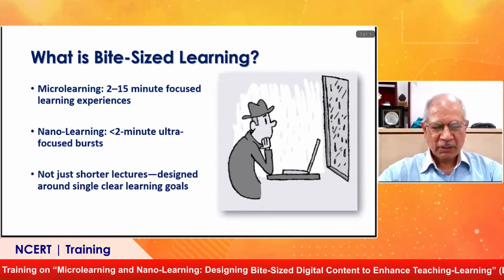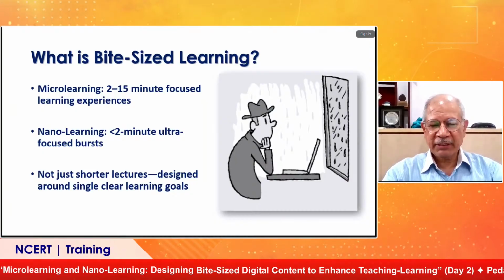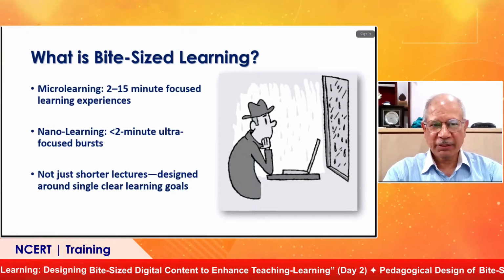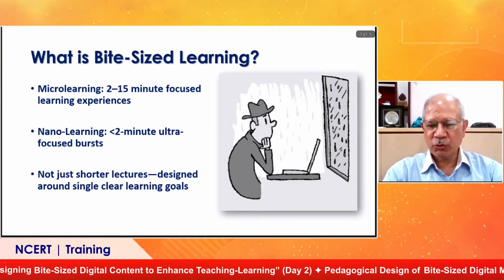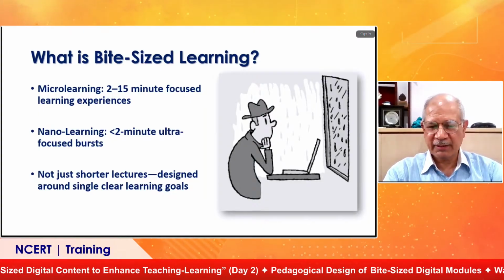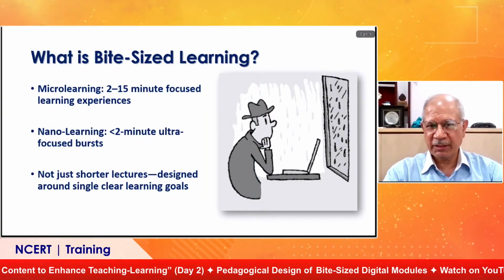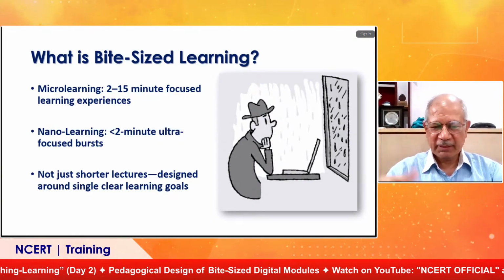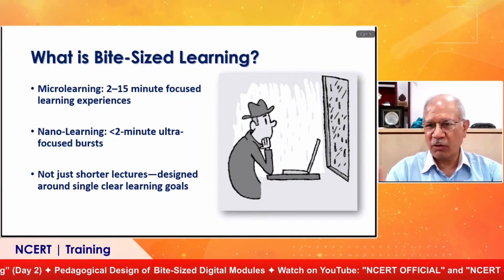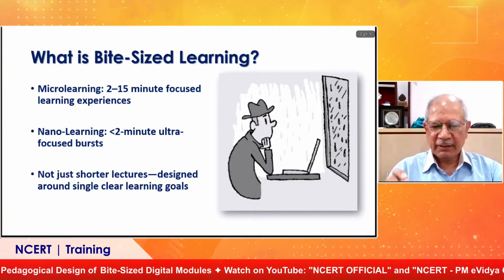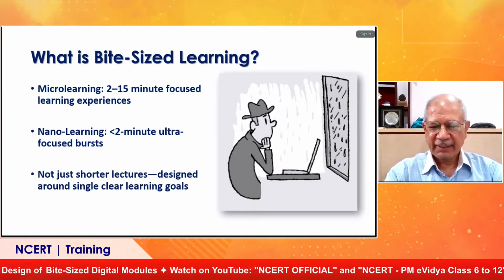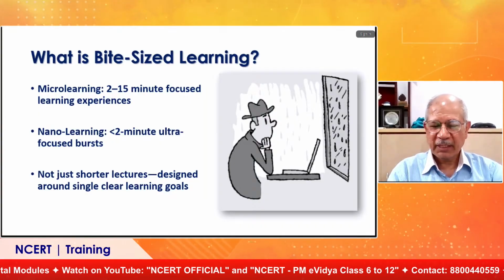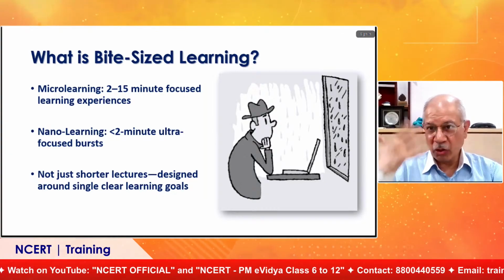Let us start with clarity on our key terms, certain definitions. Microlearning typically refers to short, focused learning experiences which last from 2 to 15 minutes. Nano-learning is even smaller, like 1 to 2 minute bursts of knowledge. These are not just shorter lectures. They are designed intentionally to focus on one learning goal at a time, making them easier to absorb, recall, and apply.